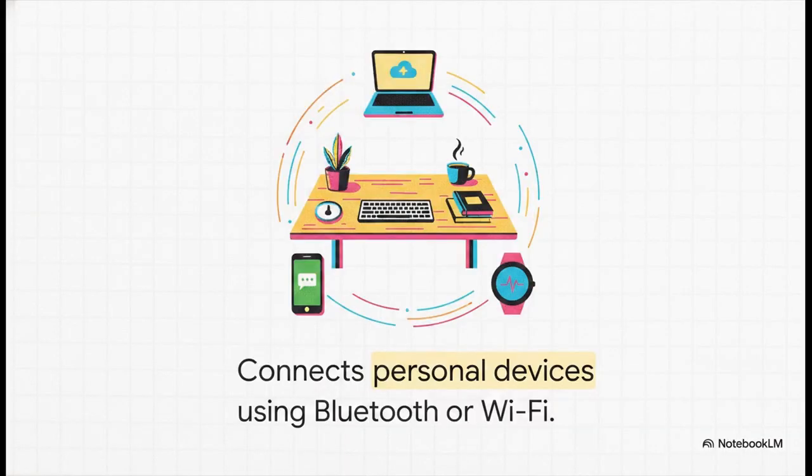And for your immediate physical surroundings, there's the Personal Area Network, or PAN. This is that micro network connecting personal devices right around your body, or your desk. When your smartphone syncs to your smartwatch, or your laptop connects to a wireless mouse, you're operating within a PAN.